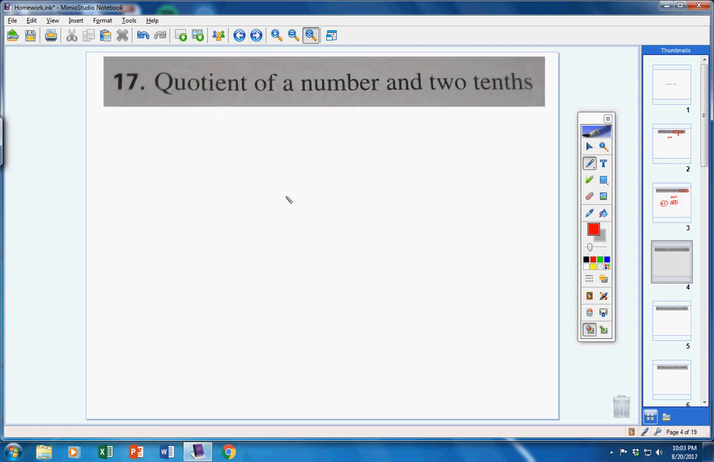Quotient. So we know we're dividing now, and get used to this, guys, in Algebra 1 and 2. Very seldom when you see the word quotient do you use this symbol here. Just understand that, okay? Most of the time when you see quotient, it means divide. In fact, I'm sorry, all of the time when you see quotient, it means divide. But instead of using a division symbol, we're going to use a fraction bar. So the quotient is my fraction bar. Quotient of a number, that's x, and 2/10. How do you write 2/10? 0.2.